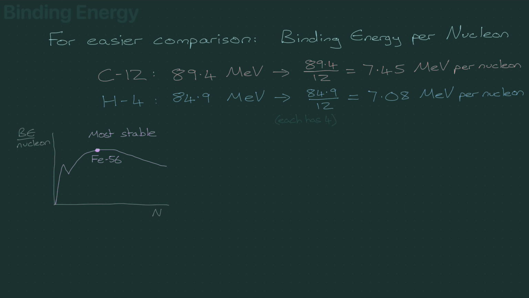Anything heavier than iron 56 can undergo fission to release energy, which is why uranium, which is around about here, can be used. Anything lighter than iron 56 can undergo fusion to release energy, except for this kink here for helium, which is why we can use hydrogen all the way down here in fusion reactors.